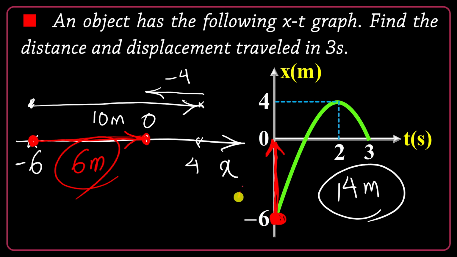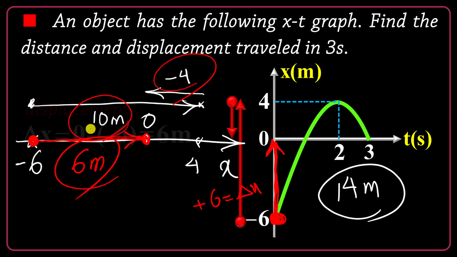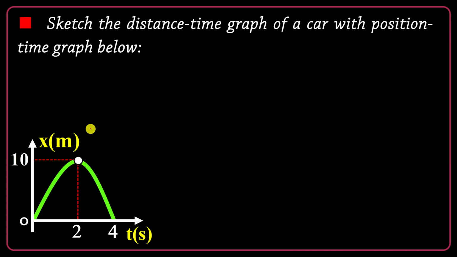So it's delta x. Delta x must be positive 6. But about the distance traveled, I should add up the total length of the journey. 10 meters and 4 meters, 14. That's all. Nothing that special.